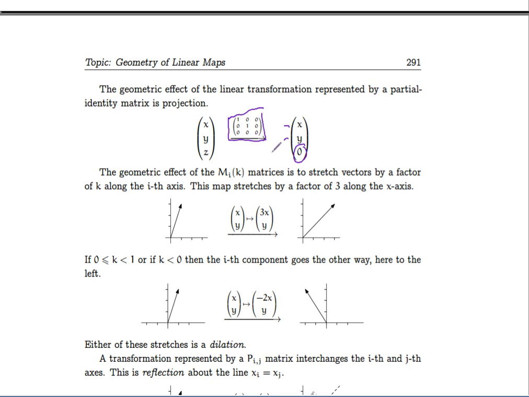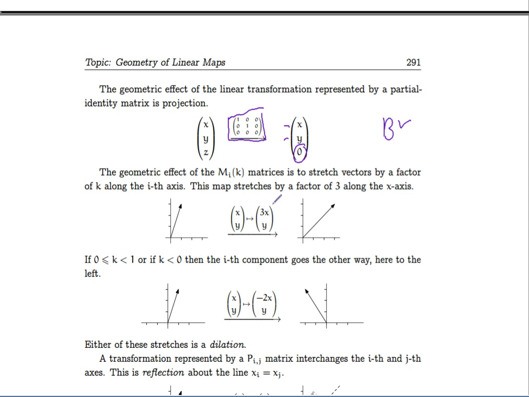Okay, it's hard to imagine 4, 5, 6 dimensions, but from the three-dimensional example, you can kind of see what will happen in those cases. You're just going to smash down the entire space into a lower dimensional space. All right, so that takes care of the partial identity matrices. Now let's consider the M_i matrices. These are the matrices where you multiply one row of the matrix by a constant.